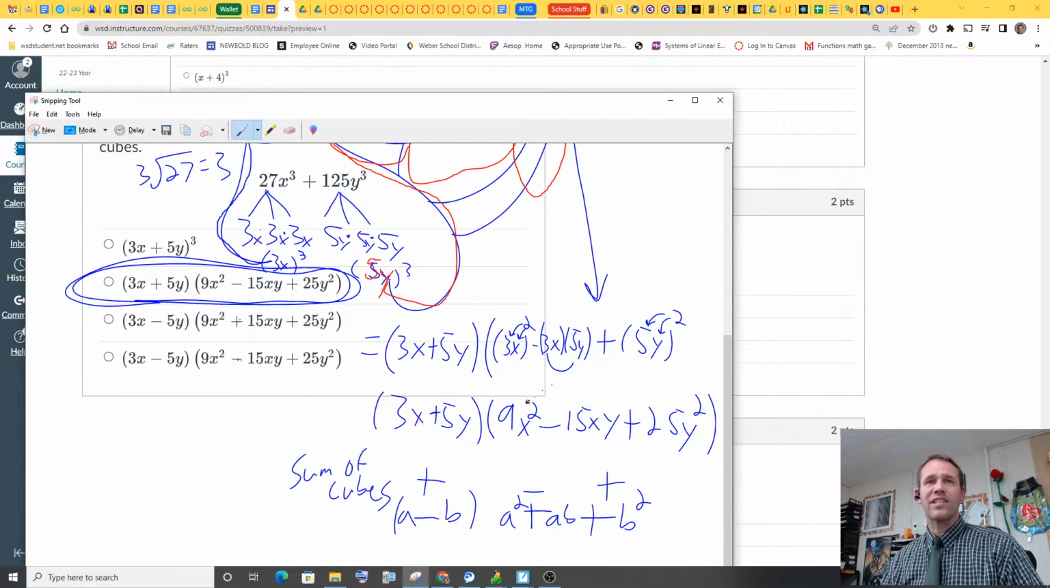And so here's my work to help you. Don't forget to distribute the 2 with the a squared becoming 3x squared. So that's going to be 9x squared. And then the 5y becoming squared. So that's 5 times 5, 25y squared. There it is.